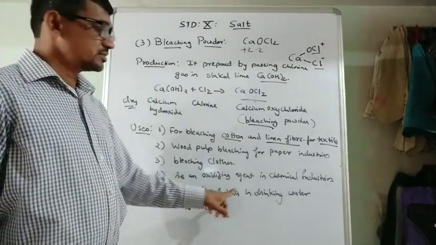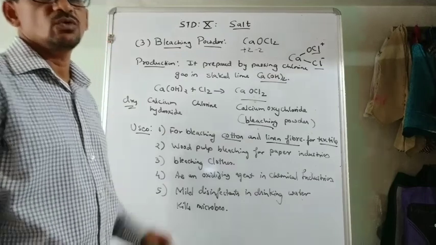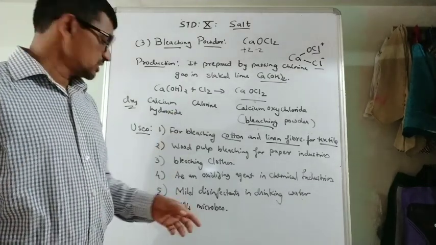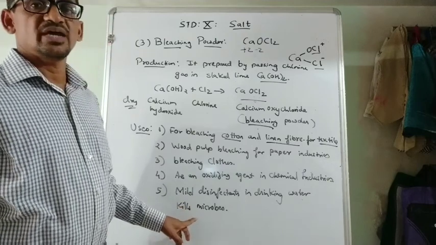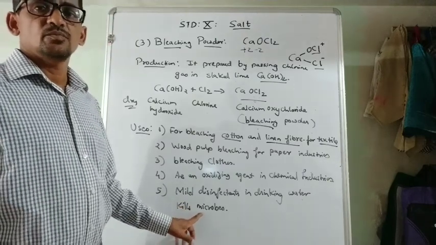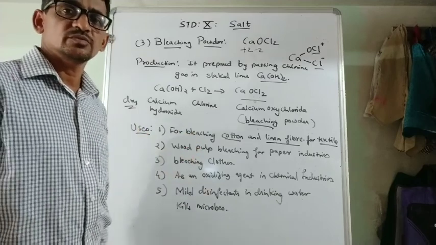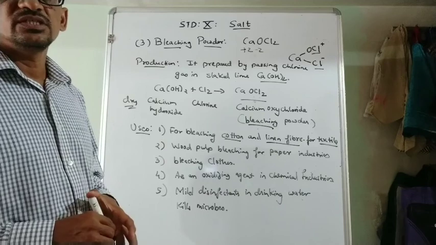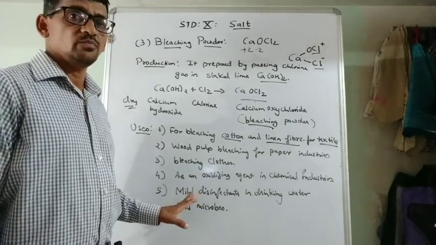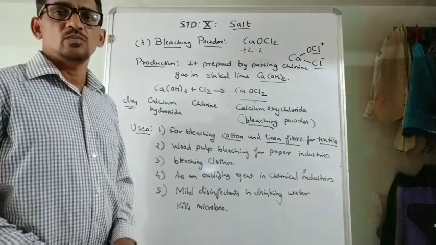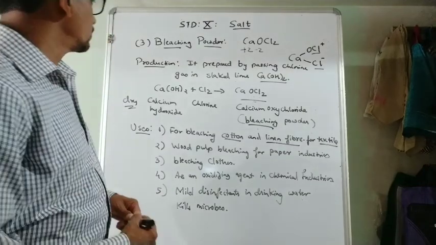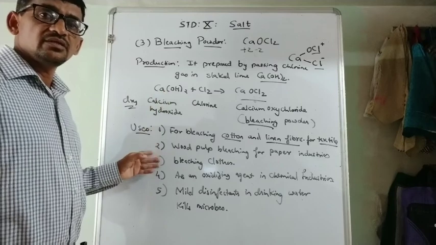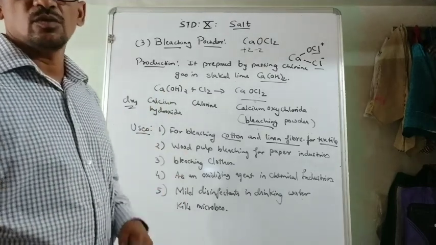Mild disinfectant in drinking water: if you add bleaching powder in very small amounts, it kills the microbes. If microbes are present in lake water or river water, you can add a slight amount of bleaching powder and use it for drinking purposes. So these are the uses of bleaching powder. Try to note down its production, properties, and mainly the uses of all these compounds. Okay.